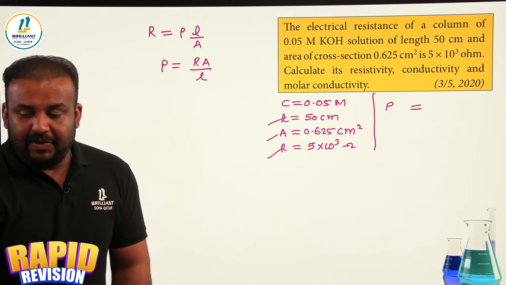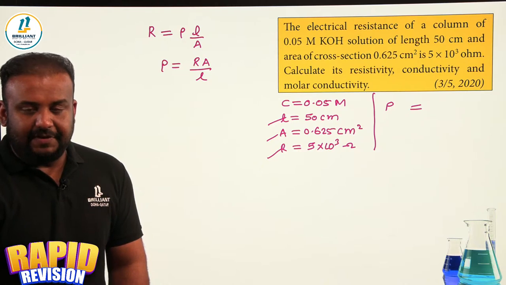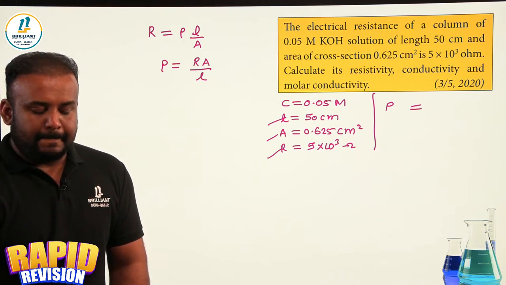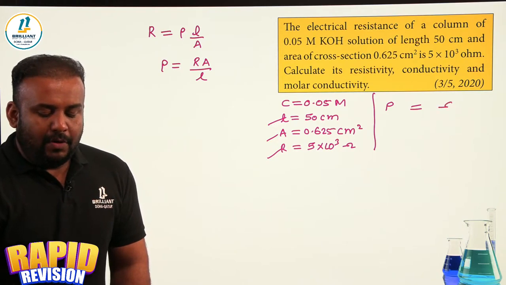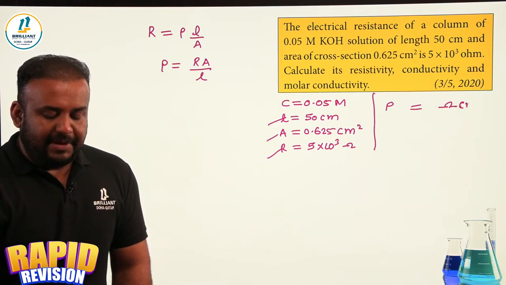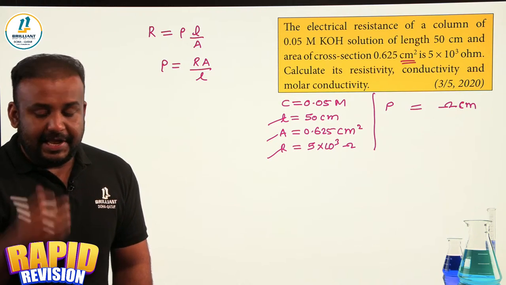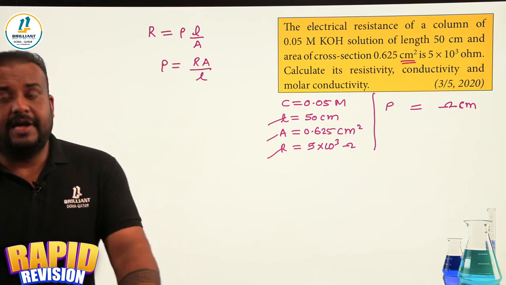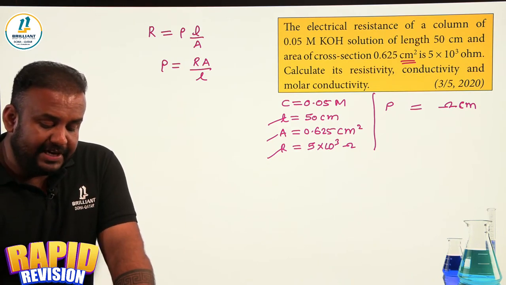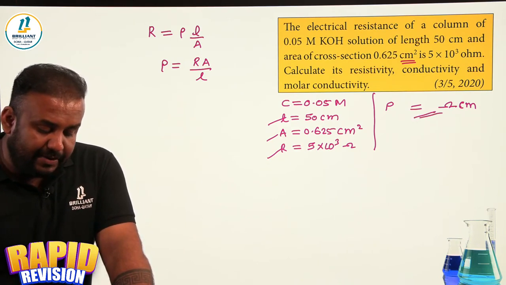And your final answer will be in what unit? What is the unit of resistivity? It will be ohm centimeter here in this case, because area is given in centimeter square and length is given again in centimeter. So it will be in ohm centimeter, whatever you are getting after calculation.